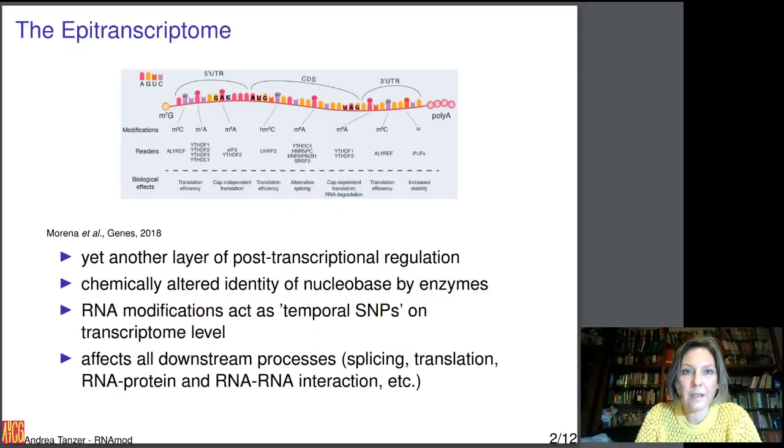So RNA editing is a process that defines the epitranscriptome and forms yet another layer of post-transcriptional regulation. In this process, the identity of nucleobases is chemically altered by enzymes. And these resulting RNA modifications can be considered as temporal SNPs on the transcriptome level. These modifications affect all downstream processes such as splicing, translation, in general RNA-protein and RNA-RNA interactions, and can also lead to recoding events. That's the change of a codon for another amino acid.